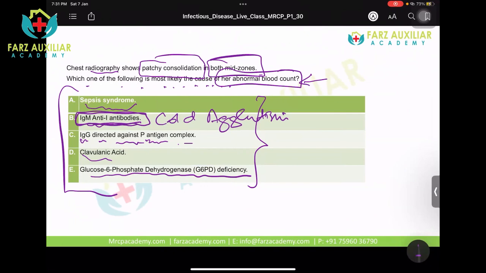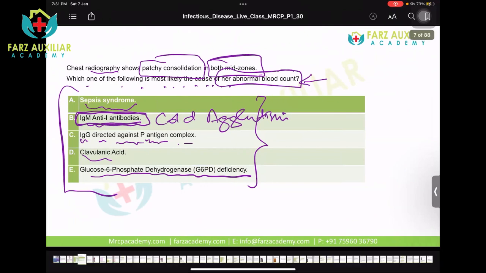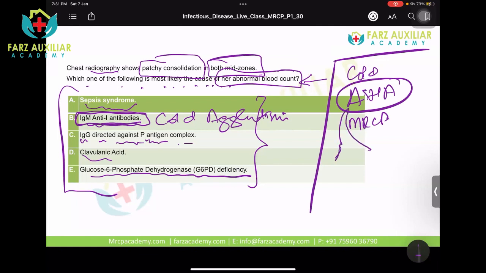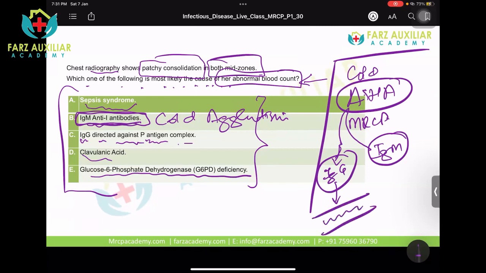All right, so now let me brief you on cold agglutinin disease. Autoimmune hemolytic anemia is very important from the MRCP point of view. You must read it. In autoimmune hemolytic anemia, you have two kinds of antibodies. One is the small antibody, which is IgG. The other is the large antibody, which is IgM. So IgG causes hemolysis within the blood vessels, and IgM causes hemolysis in the spleen.